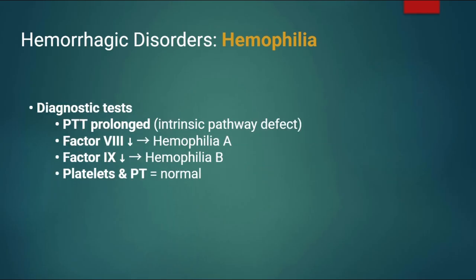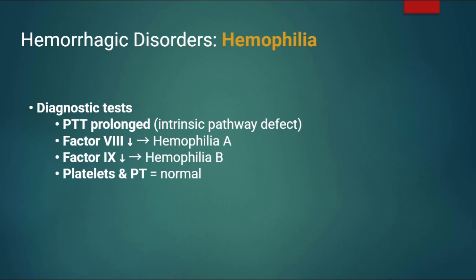Now let's talk about diagnostic tests for hemophilia. The first important test is the partial thromboplastin time, or PTT. This test looks at how long it takes for blood to clot through the intrinsic pathway of the coagulation cascade. In hemophilia, the PTT is usually prolonged, meaning it takes much longer for the blood to clot.